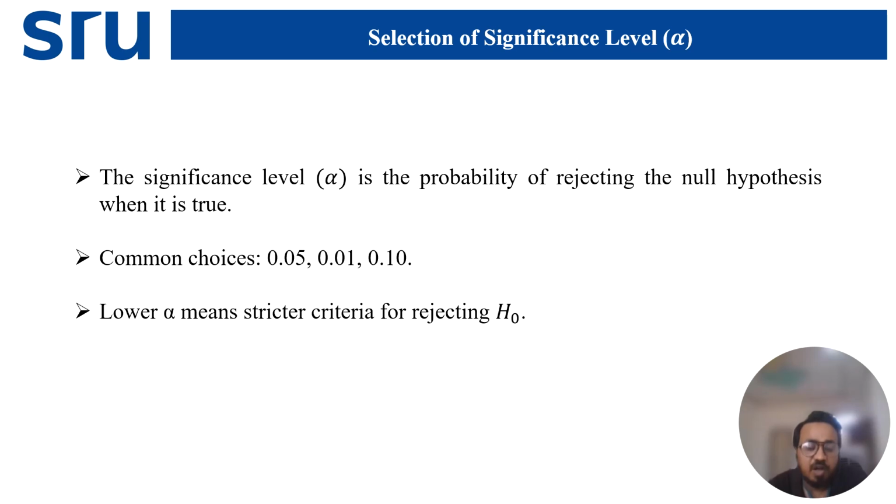So now how can we select the significance level alpha? The significance level alpha is the probability of rejecting the null hypothesis when it is true. The common choices are 0.05, 0.01, 0.10. Okay, lower alpha means stricter criteria for rejecting H naught. So this is about the selection of the significance level.